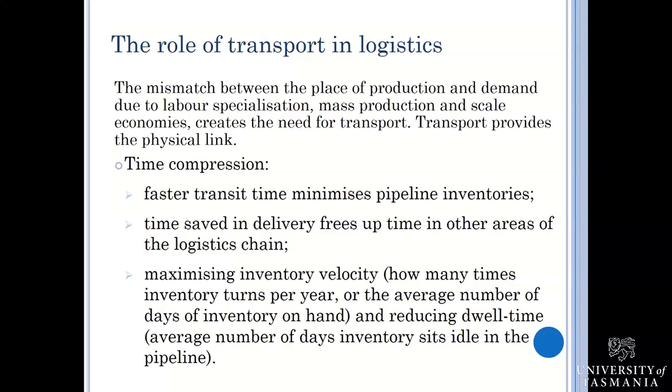Now the point here is that we always have a mismatch, all the time. Modern days, we have mismatch between the place of production and the demand. Due to many reasons, labor specialization is just one of those. A natural resource endowment is another. For example, we are in Tasmania. We have less than 500,000 people here.